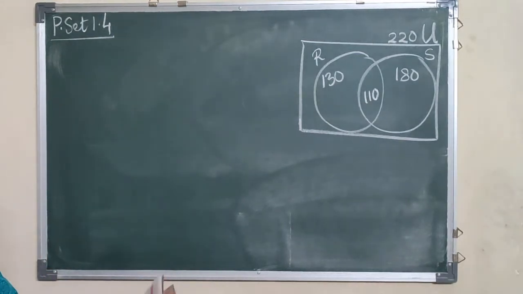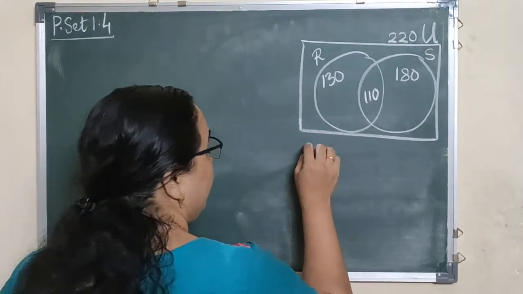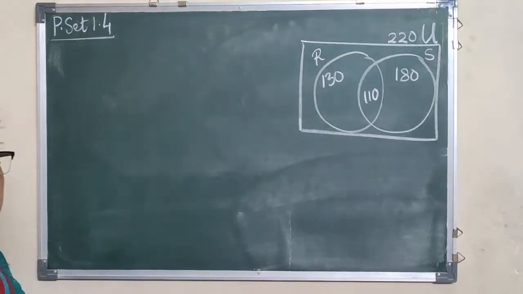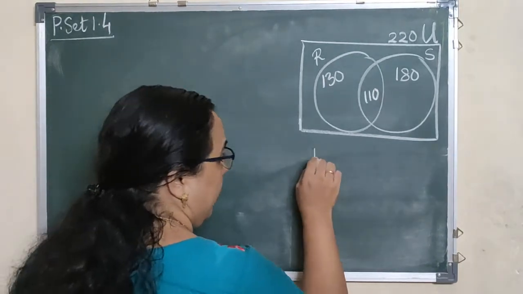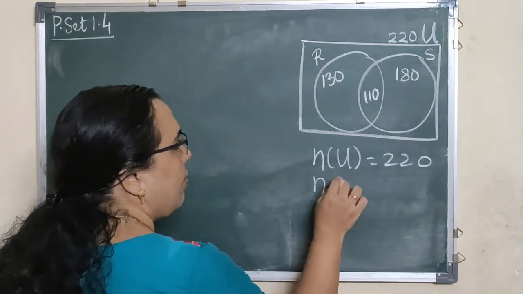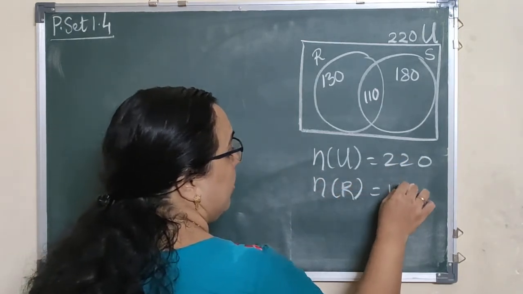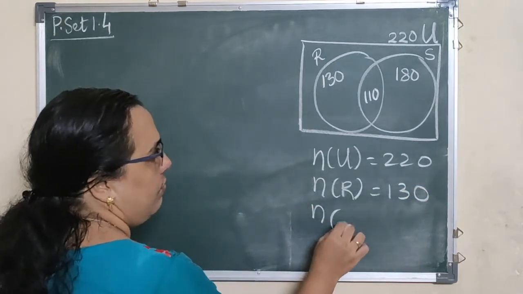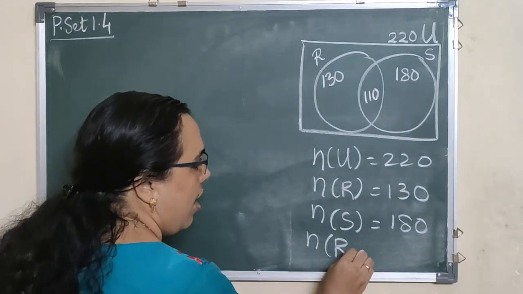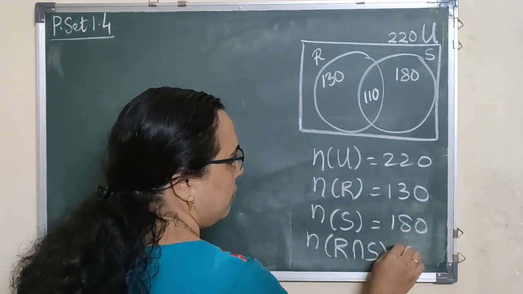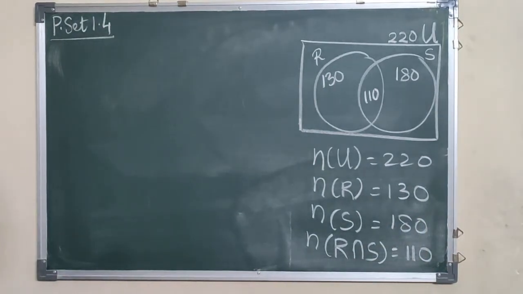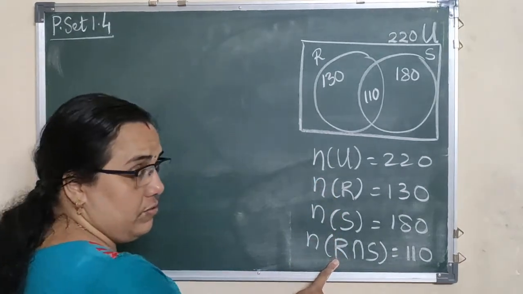Now you know what all is given here. Very good. Let us do it together. Come on, draw the figure first. Then we start writing. What is n of U? Very good, 220. What is n of R? 130. What is n of S? 180. What is n of R intersection S? 110. So having all these, what do you think we have to find first?